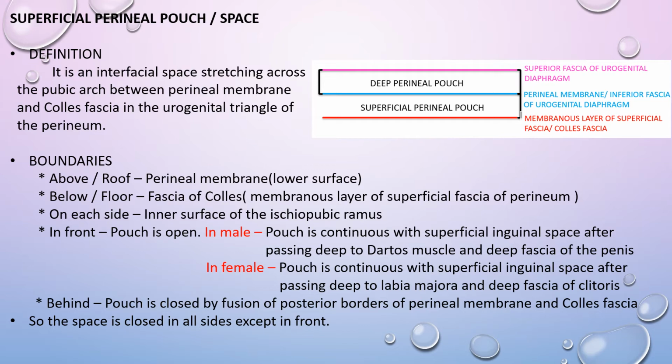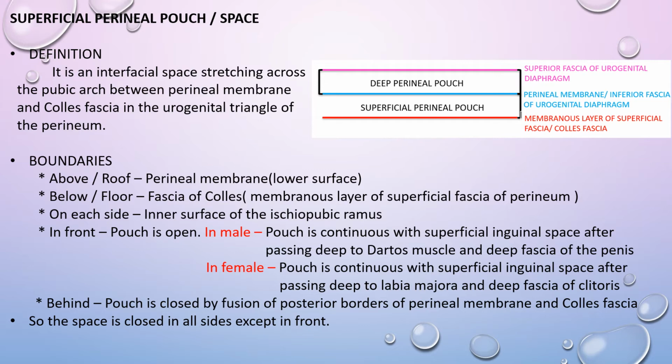If we take the boundaries of this superficial perineal pouch, above, otherwise called the roof of the perineal pouch, it is formed by the lower surface of the perineal membrane. Below, that means the floor, is formed by the fascia of Colles, that is the membranous layer of the superficial fascia of the perineum. On each side, the space is bounded by the inner surface of the ischiopubic ramus. In front, the pouch is open.